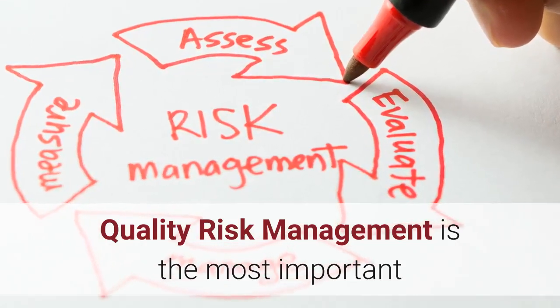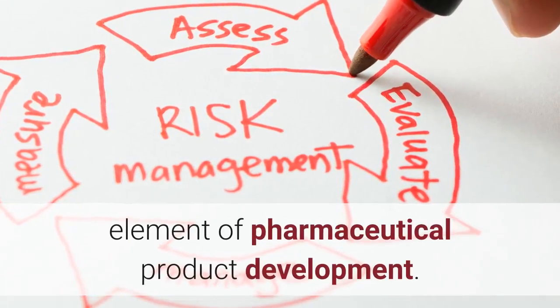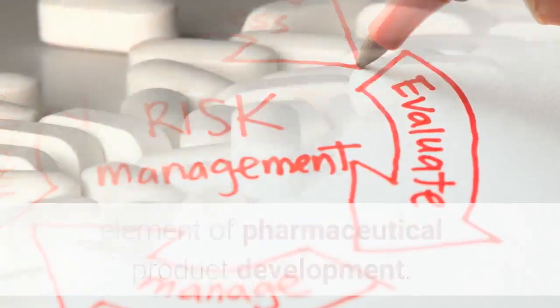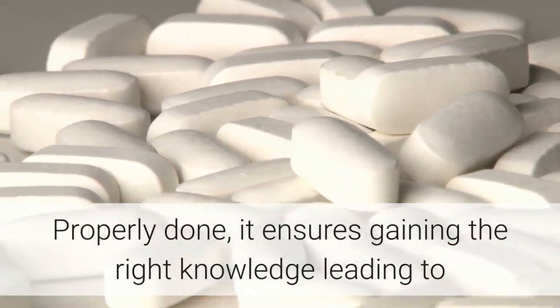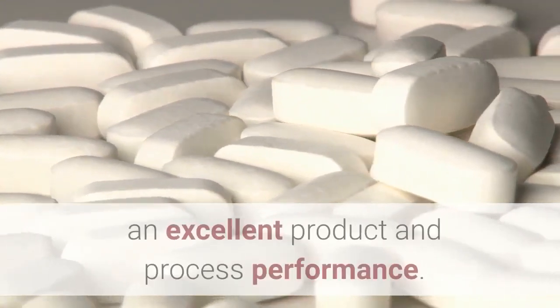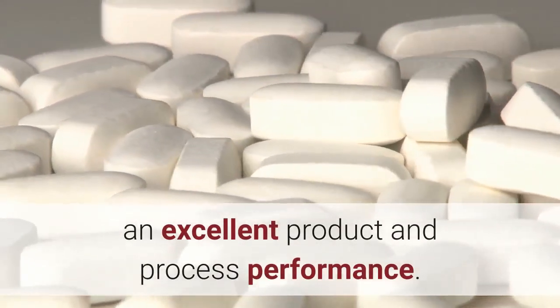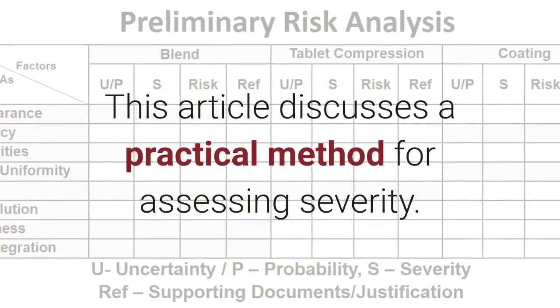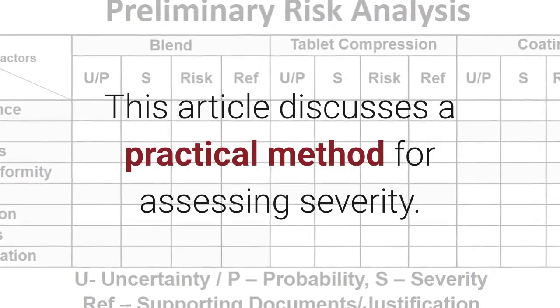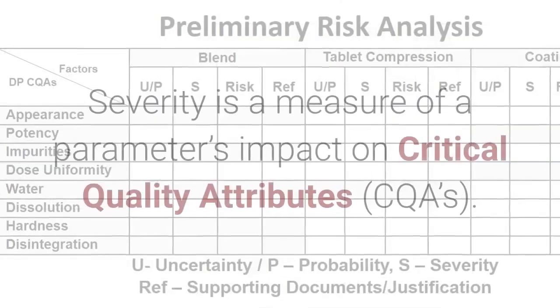Quality risk management is the most important element of pharmaceutical product development. Properly done, it ensures gaining the right knowledge leading to an excellent product and process performance. This article discusses a practical method for assessing severity.